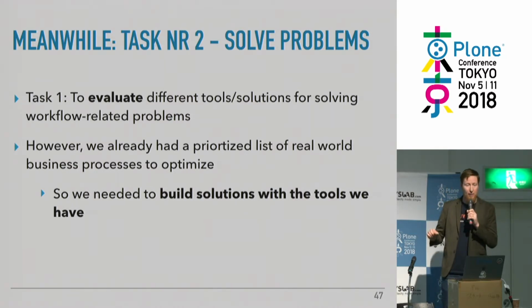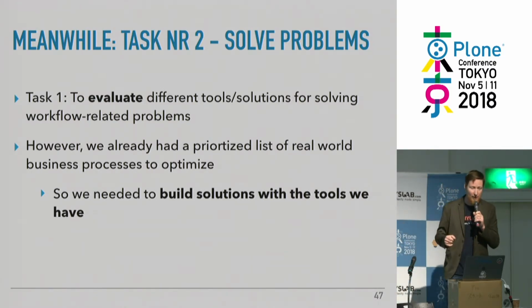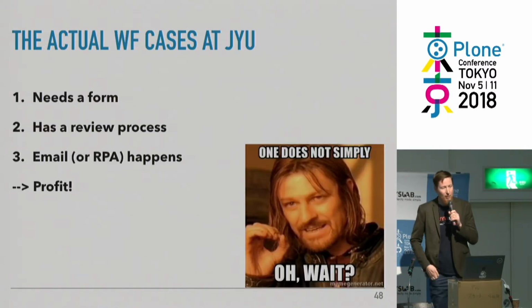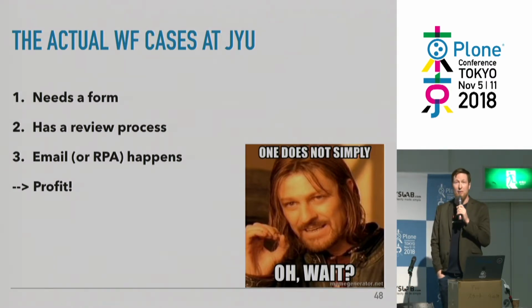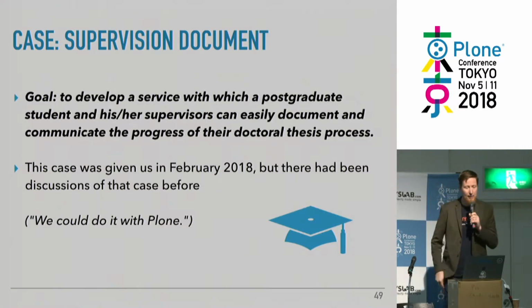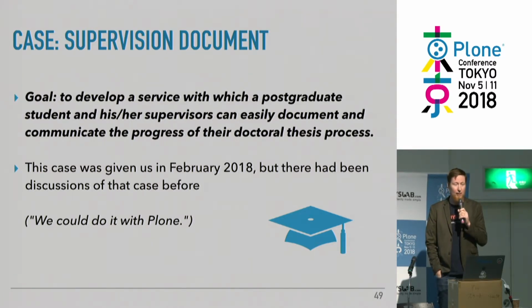Okay, the other task was that we already needed to build some actual solution during this year, not only to find a new solution for creating this software. And when we looked at the cases that we already prioritized, they usually are pretty simple. We might need a form which has a review process, and then some email happens or some automation, and we get profit out of that. And this is one of those cases. It's not the most simple one, but it's something that we have been discussing even earlier.